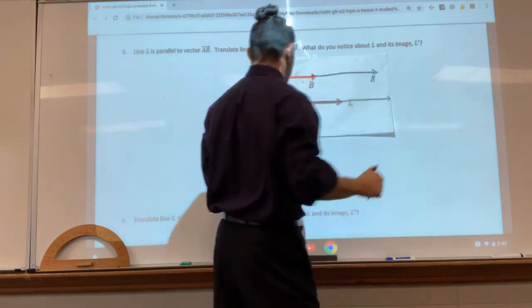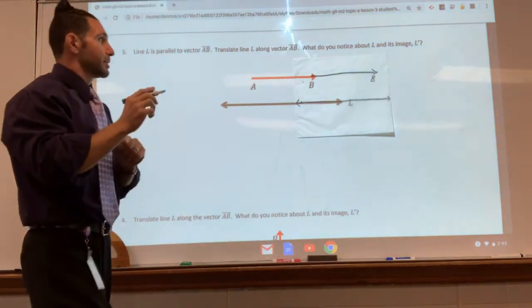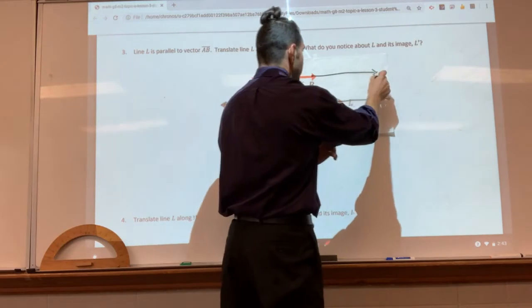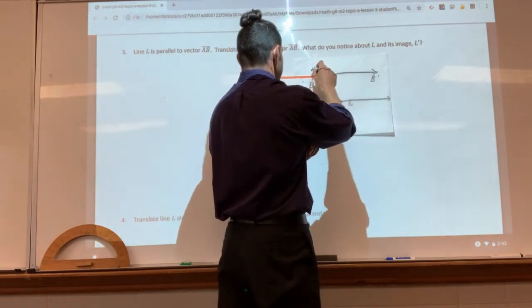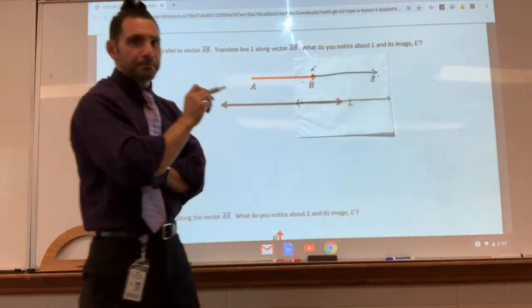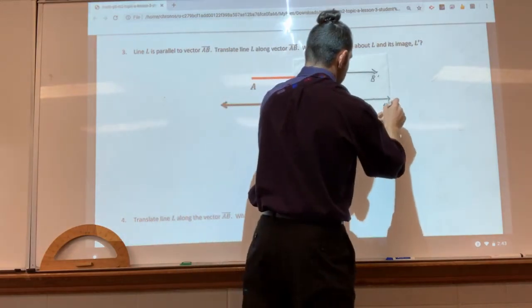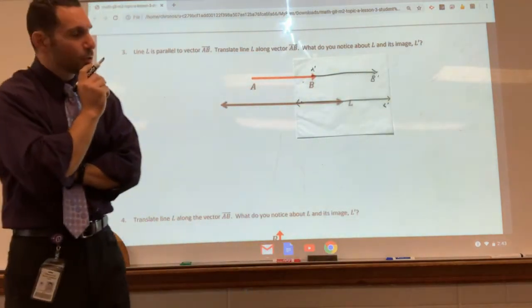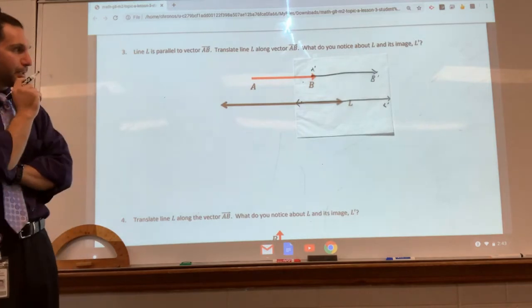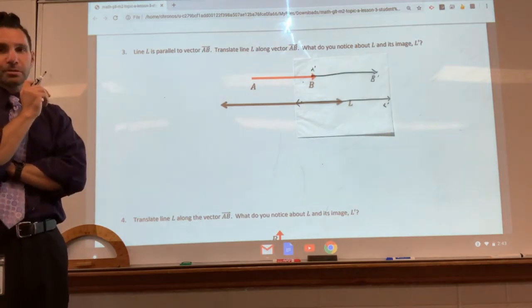Okay, there we go. So if I translate it directly left and right, this is now B prime, this is now A prime, here's L prime. But just like before, when it goes the same direction as the line, did we create a new image?